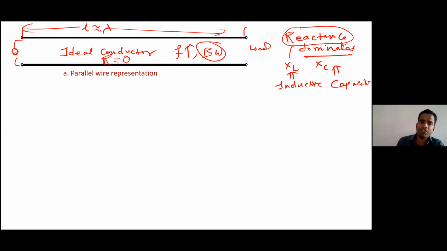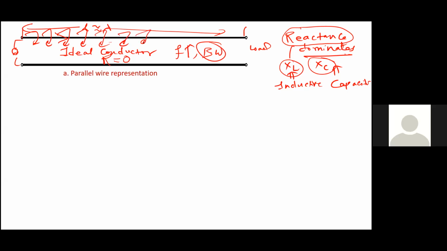So even if we consider an ideal conductor, in which R may be 0, at high frequency the reactance dominates, and so there will be some loss. So if a current is flowing, what will happen? There will be a magnetic field, right? Basic physics: if a current is flowing through a wire, there will be a magnetic field along the wire.